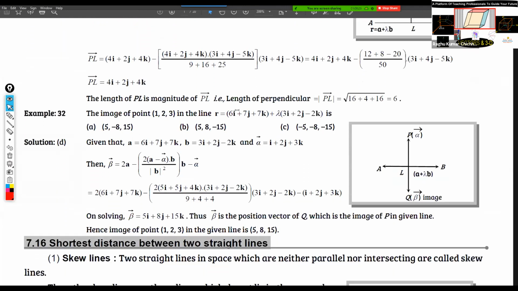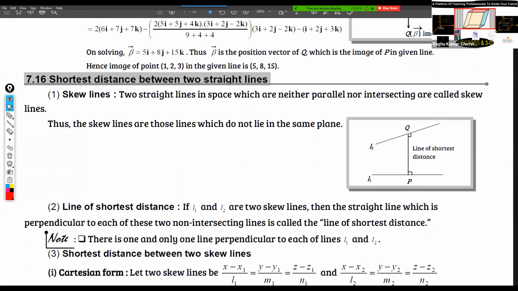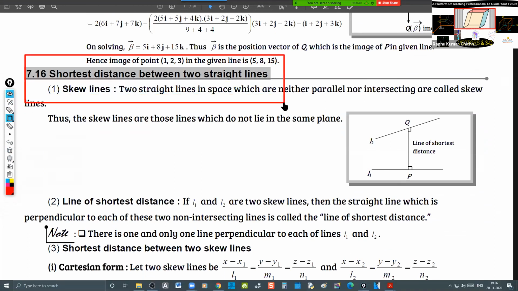Image of the point again, we can do that. The most important one is the skew lines. Skew lines is the most important concept in three-dimensional geometry, and in vectors and 3D. So we will be doing this in the next session: skew lines, shortest distance between the skew lines. We did it already in vector algebra, I think. Yes, sir.